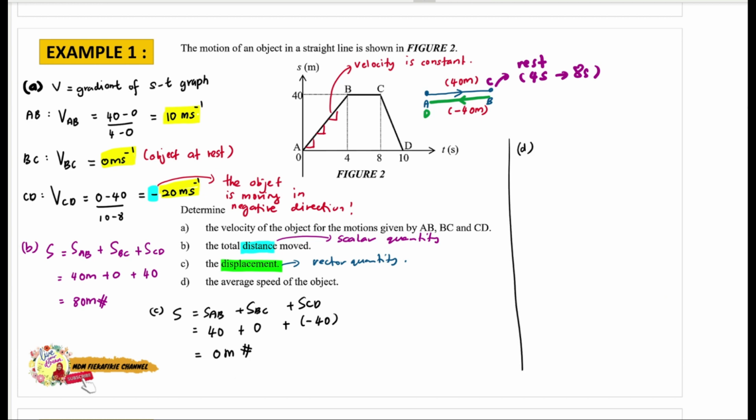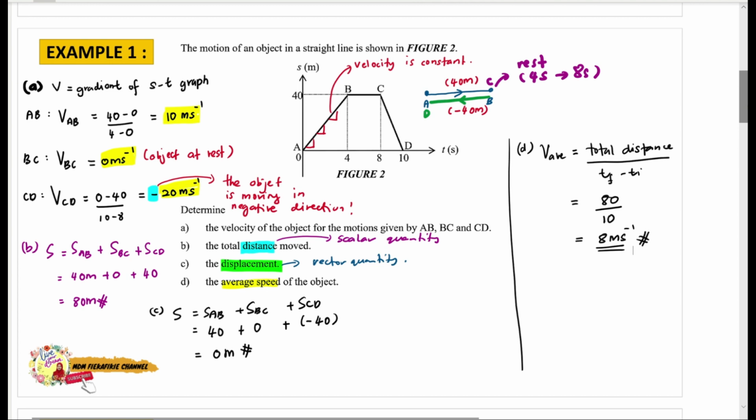Alright, and then D, we want to calculate the average speed. Okay, remember the equation to calculate the average speed. Dia tanya average speed, bukan average velocity. Kalau soalan tanya average velocity tu lain lah. Okay, that's mean displacement akhir tolak displacement awal bahagi dengan time interval. Tapi bila average speed, okay, yang atas ini adalah total distance. Okay, total distance bahagikan dengan the time interval. Okay, so the total distance kita dah kira tadi 80 meter divide time dalam masa 10 second and then it is equal to 8 meter per second. Alright, so finish example number 1.